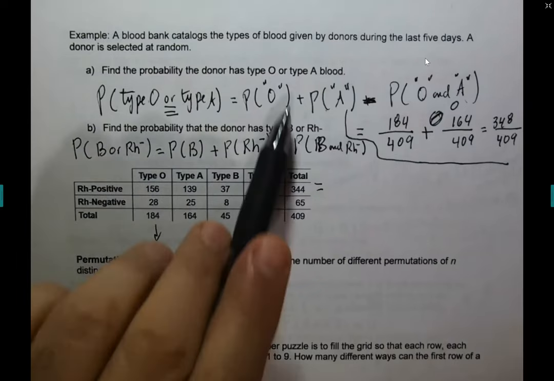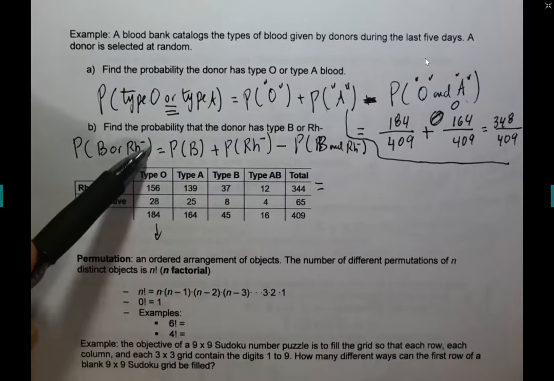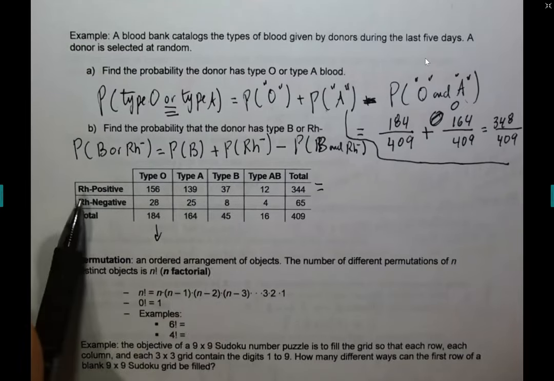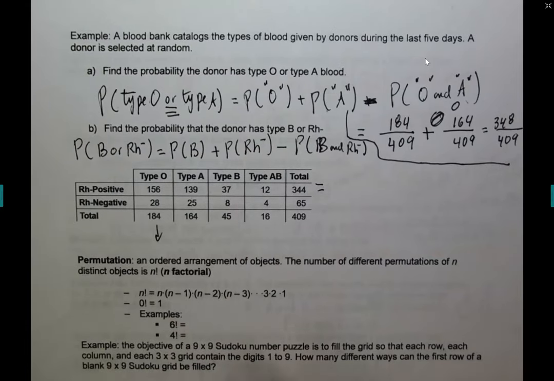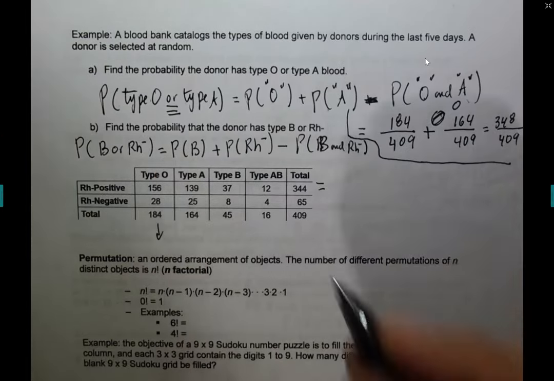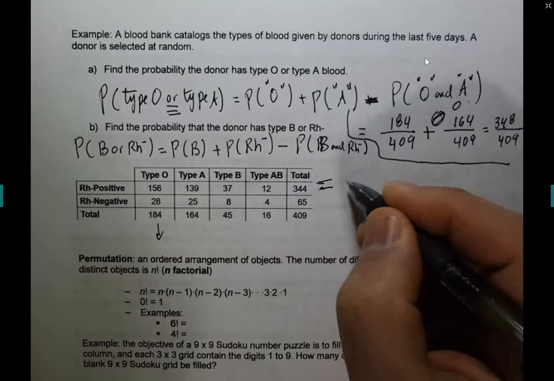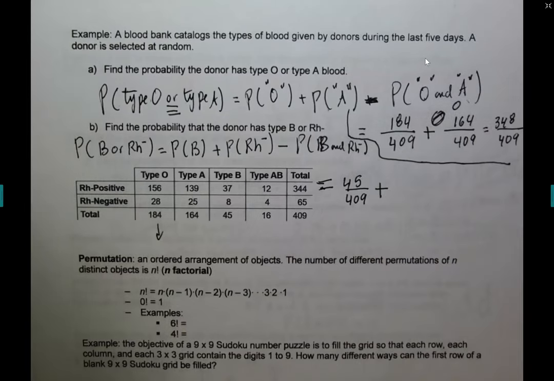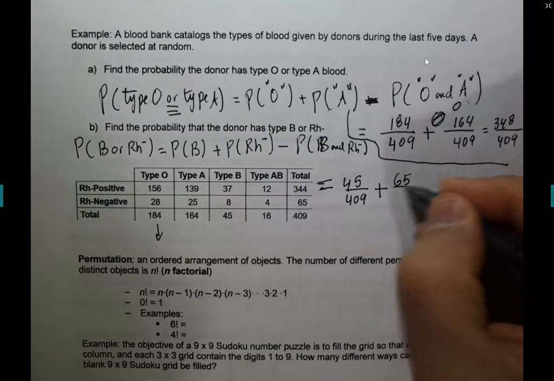The reason why O and A were mutually exclusive is because they both belong to the same two columns. But look here, guys, when you do B, which is a column, and Rh negative, which is a row, there's an intersection. Two columns will never intersect, but a column and a row will intersect for sure. What is the probability of selecting a donor who has type B? 45 over 409. Exactly. Plus Rh negative? 65. Yeah, excellent. You do the grand total.